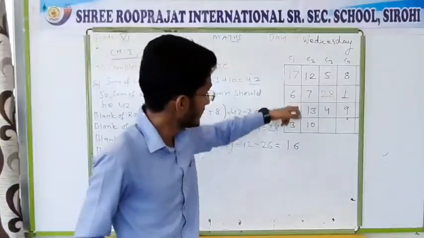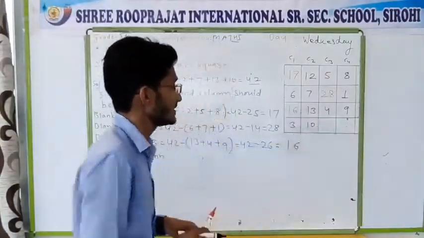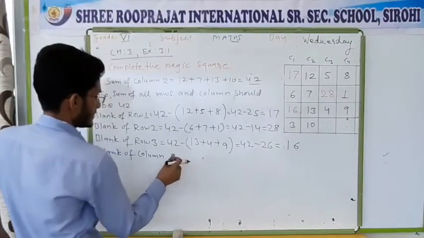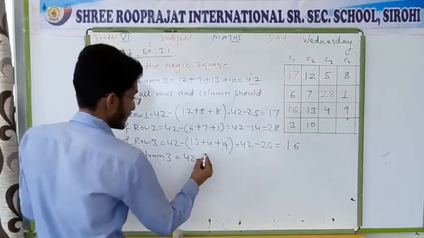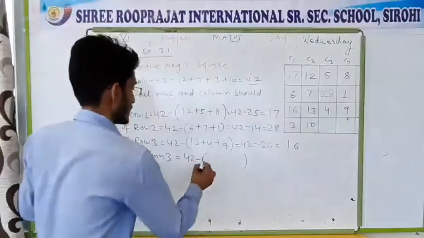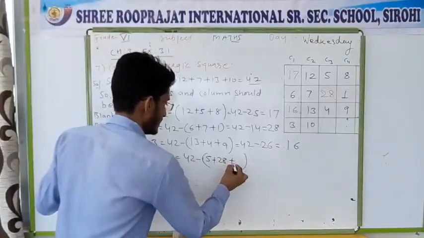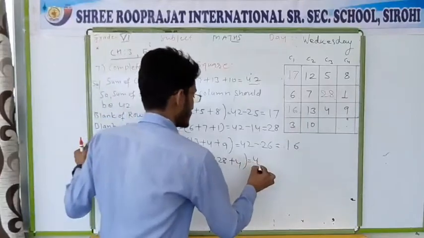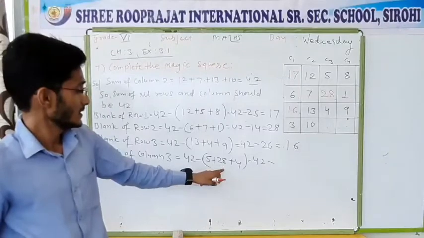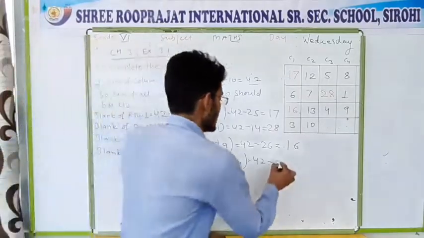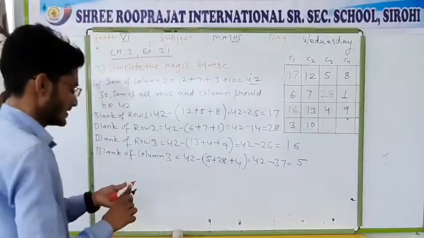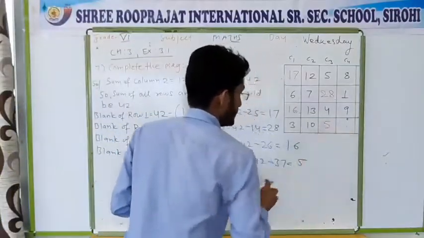Column number 1 is complete, column number 2 is complete, column 3 is incomplete, that means column number 3. So total sum minus the given numbers. And the given numbers are 5, 28 and 4. So 5 plus 28 plus 4. So 42 minus 28 plus 5, you will get 33, 33 and 4, 37. So here you will get 3 and 2, 5. Okay, that means in that box it is 5.